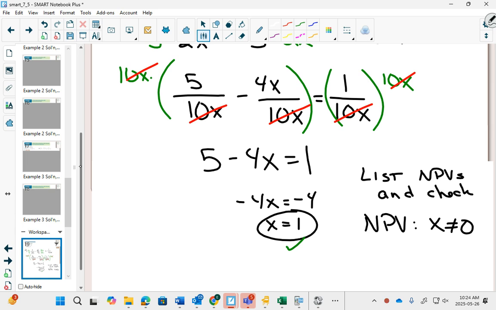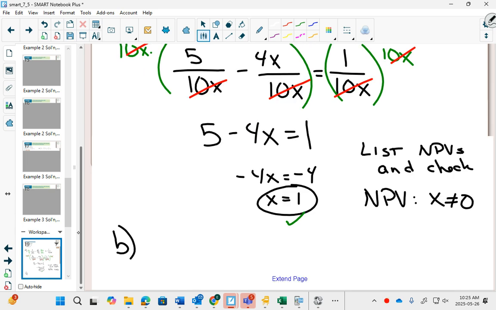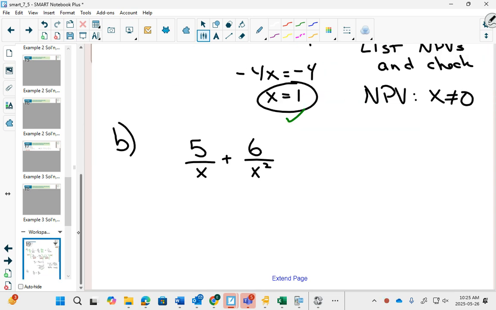All right, let's do part B. Again, I'm going to leave space in front of the first one, 5 over x. Leave space behind the second one, plus 6 over x squared. I'll leave some space there, equals sign, and equals 6, which I could write as 6 over 1. And in solving these, I look at my denominators. I need a common denominator. We've got x, x squared, and 1. You notice this first one's missing an x. The second one isn't missing anything.